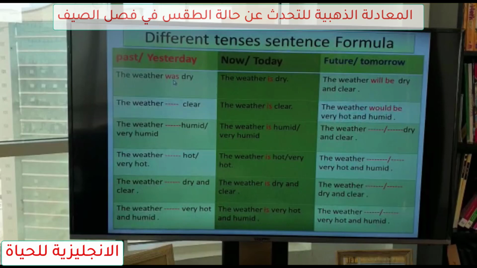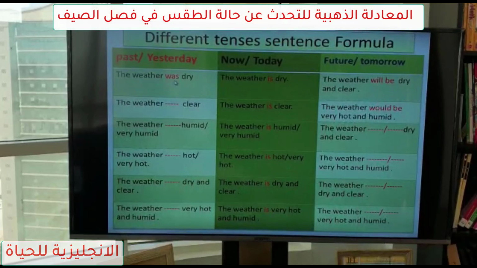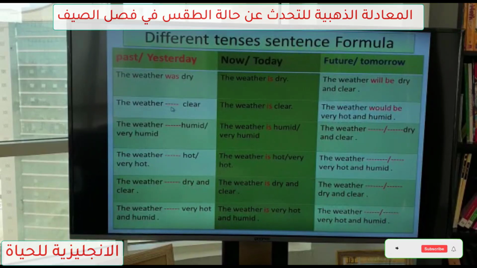So I changed the verb tense only, but I keep the same structure of the sentence, the same construction. Then let's move down. The weather is clear. In the past, the weather, it's your turn.